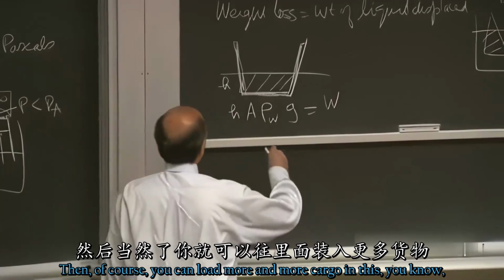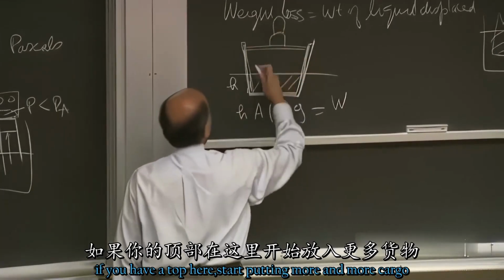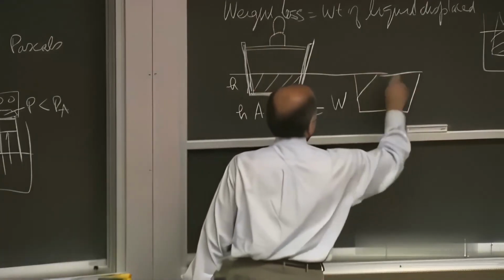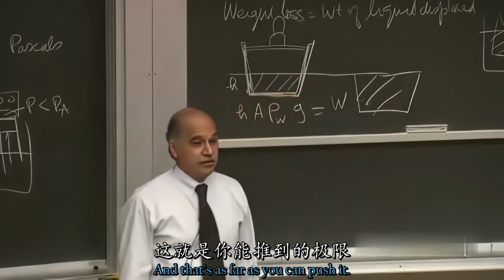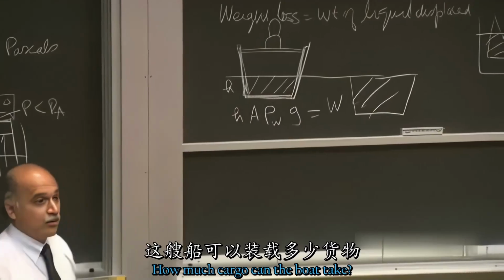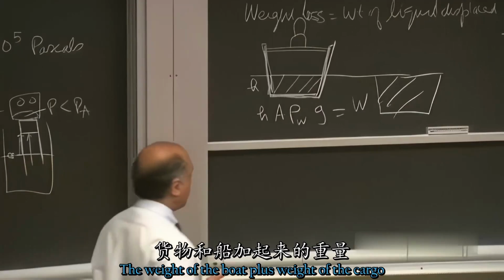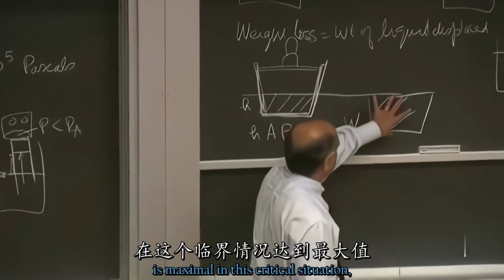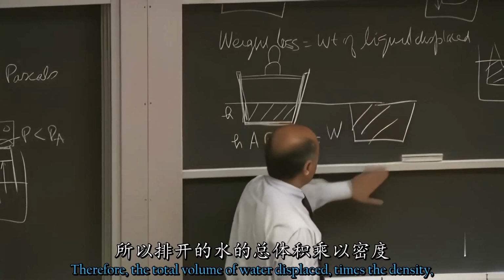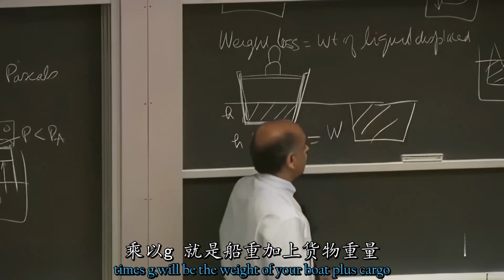Then, of course, you can load more and more cargo in this. If you have a top here, start putting more and more cargo, this will go down until the boat looks like this. And that's as far as you can push it. That's the kind of simple calculation you will be asked. How much cargo can that boat take? Well, that's very simple. The weight of the boat plus the weight of the cargo is maximal in this critical situation when it's just about to go under. Therefore, the total volume of water displaced times the density times g will be the weight of your boat plus cargo.